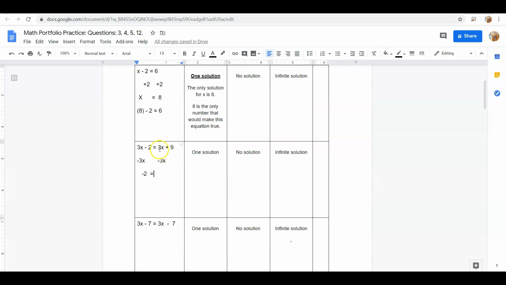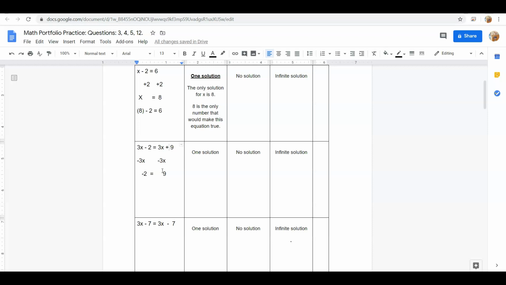All right, 3x minus 3x is 0. We don't have to put anything. And since this plus 9 has not been touched, we put 9. It remains positive. We just don't have to show the plus sign. And we're left with this equation that reads negative 2 equals 9.